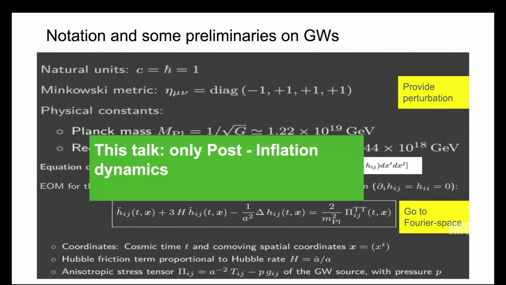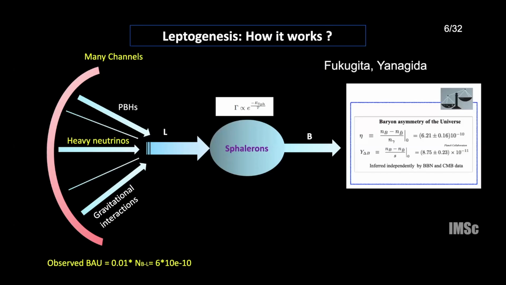Once again, my talk is going to be dealing with phenomena which happened after inflation. Leptogenesis, how it works, basically, it's a simple process where you create a lepton asymmetry, and with a process called sphaleron you convert this lepton asymmetry to baryons, and this is how you generate a baryon asymmetry. There are many possible ways you can create this lepton asymmetry. For example, if you have primordial black holes, you can have gravitational.